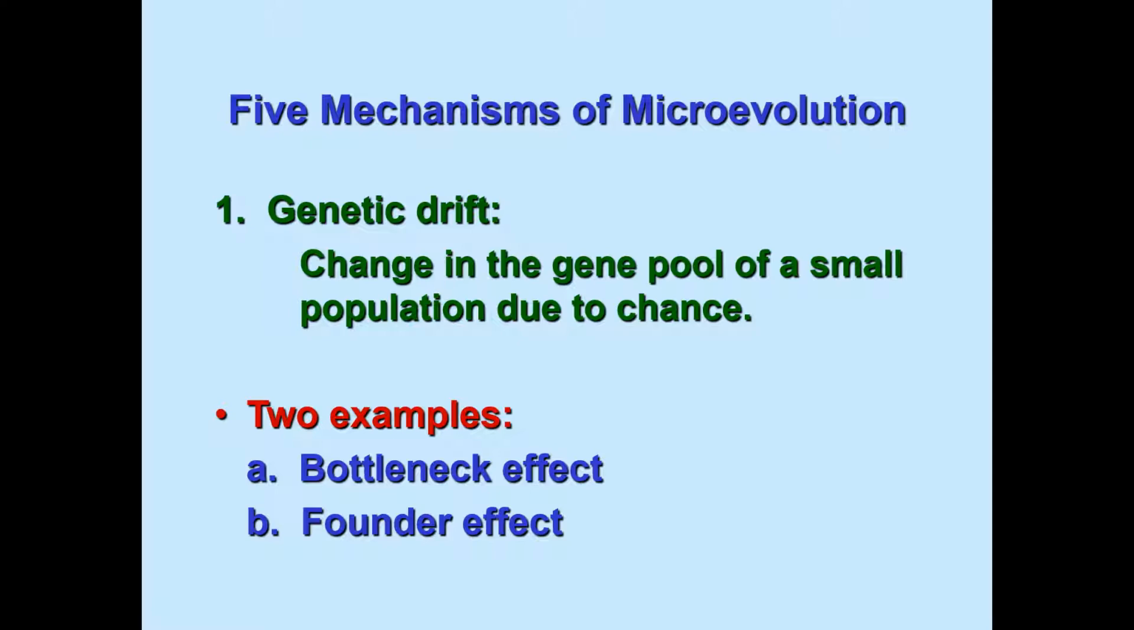Now, some mechanisms of microevolution. Number 1 is genetic drift. This is a good term to know. Genetic drift is most important in small populations. It's just the change in the gene pool of a small population due to chance. And there are two big examples of genetic drift. You can have a bottleneck effect or a founder effect. So let's look at those a little more closely.